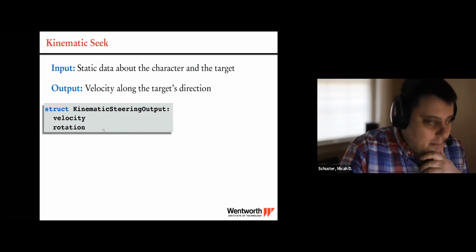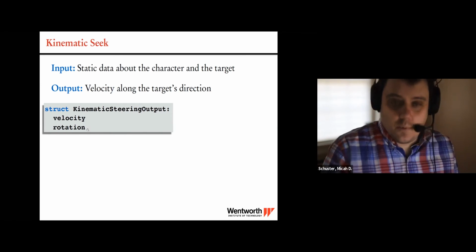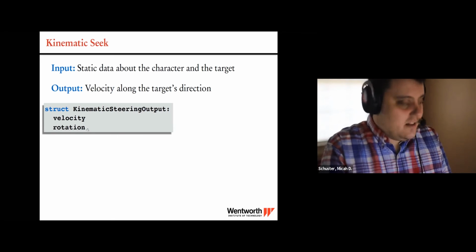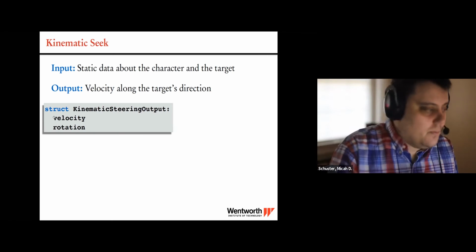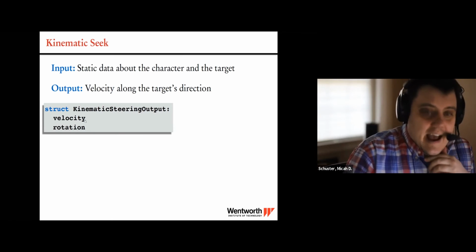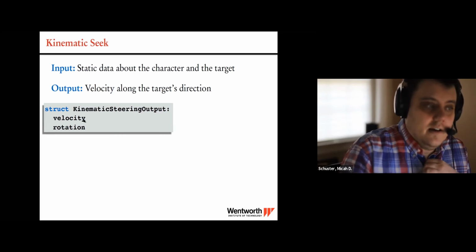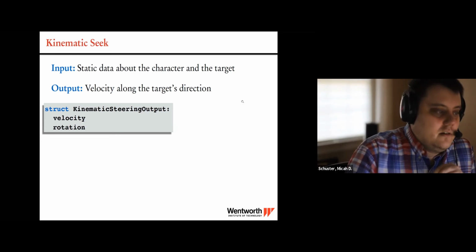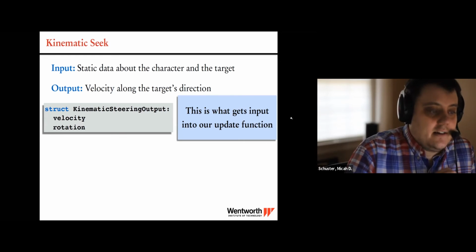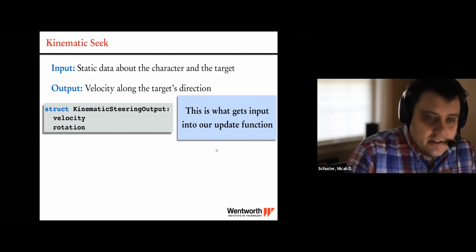So that's that steering output. Rotation can be used as well. If I want to change my orientation, then I need to do some kind of rotation too. But the big one here is the velocity. How am I going to move such that I'm moving towards the target? So that's the input that goes into that update function.